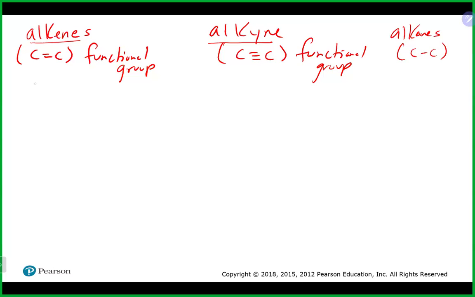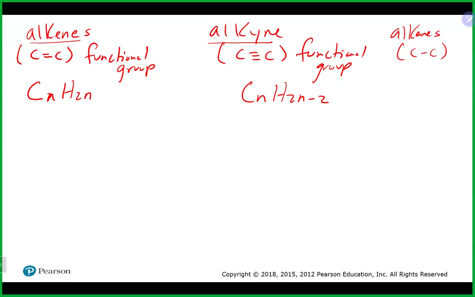They do have, for the alkenes, a general formula: CnH2n. It will lose two hydrogens because it has one double bond. The alkynes have CnH2n minus 2, because a triple bond is basically a double bond and another bond. It will lose a total of 4 hydrogens, so that's why you subtract 2 in this particular case.